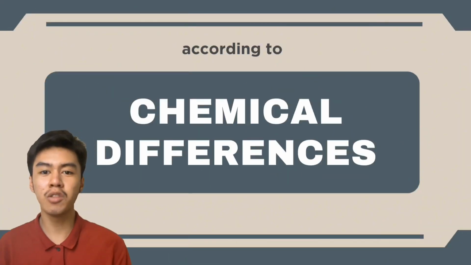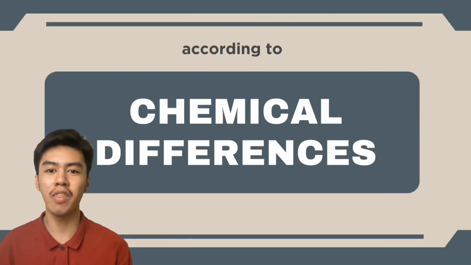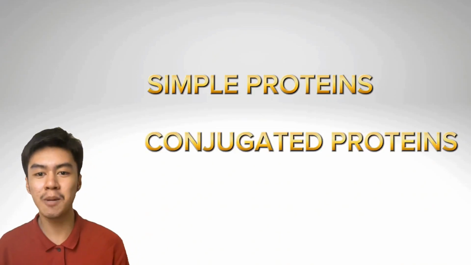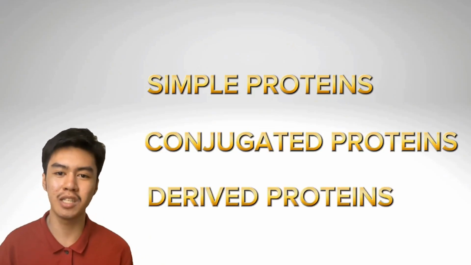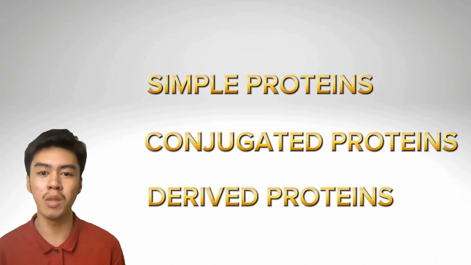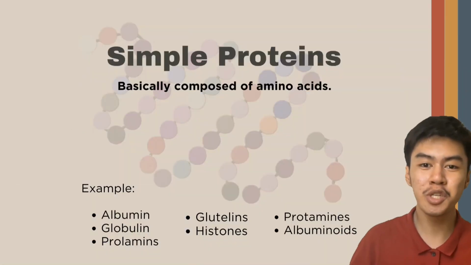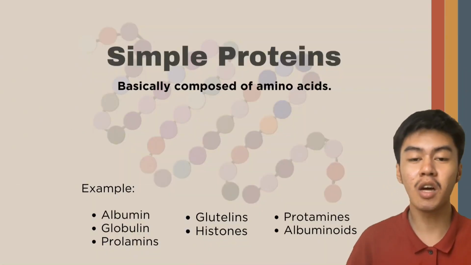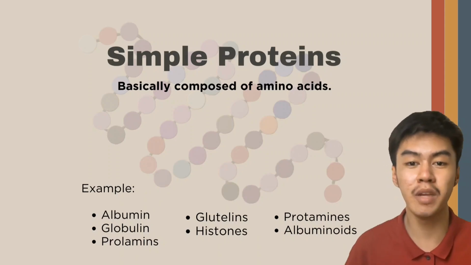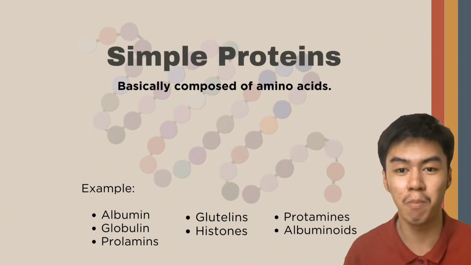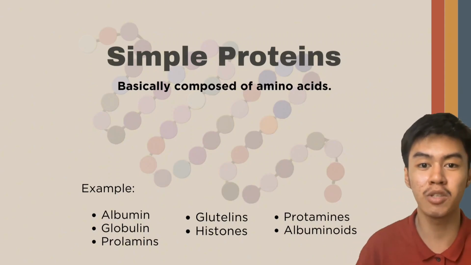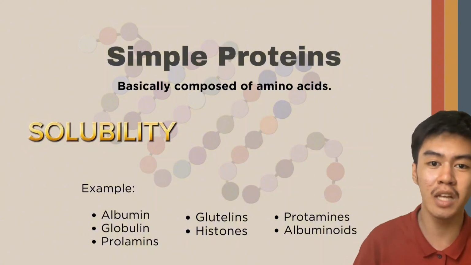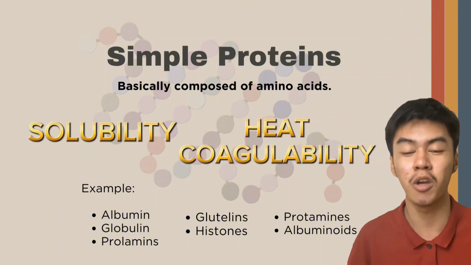Now, let's move on to the classifications of proteins based on their chemical differences. So proteins, according to their chemical differences, can be classified as either simple proteins, conjugated proteins, or derived proteins. So let's talk about them one by one. So first, we have simple proteins. These are proteins that are basically composed of amino acids joined together by peptide bonds. They are further classified based on their solubility in different solvents and as well as their heat coagulability.